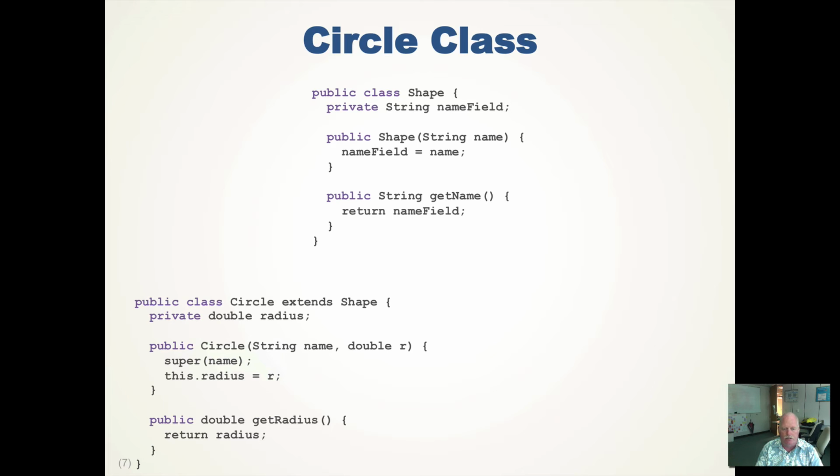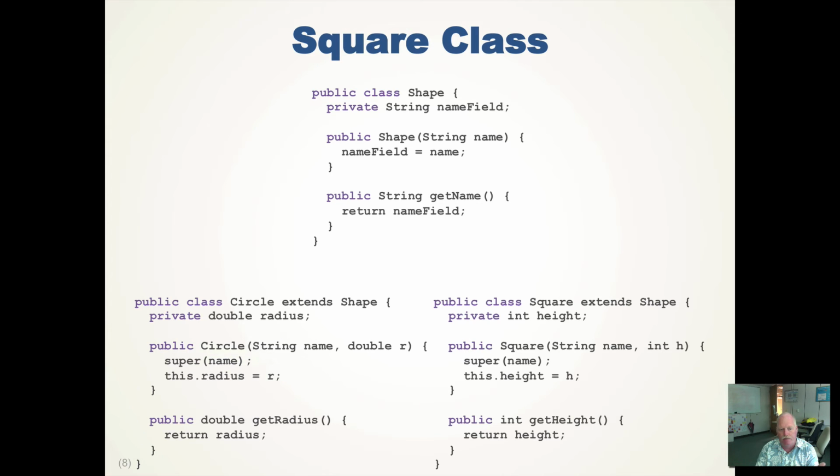So now let's look at the Square, which is very similar to Circle, but instead of having a radius, we have a height. It extends Shape. We need the constructor that has enough information for the shape plus the information for the square. So that's why we have the name and the height. We do the same, and again we have a getHeight. We potentially could have other things, but right now that's what we're doing. So very simple class hierarchy.